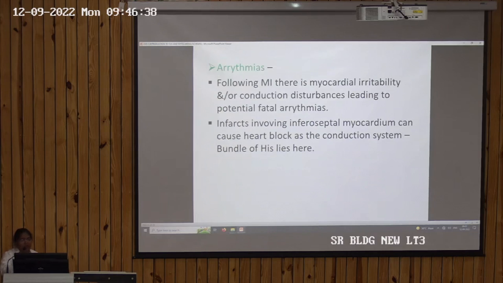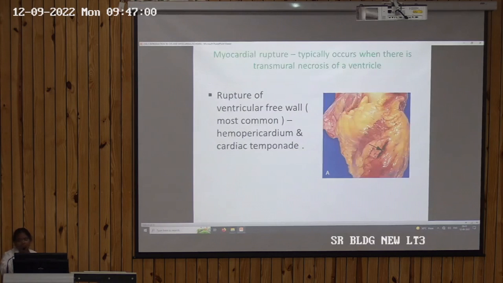Then arrhythmia occurs because after MI there is myocardial irritability, because the electrical impulses follow an off path because of the infarction in between, and they cannot pass on normally. And especially when the infarct area involves the bundle of His, arrhythmias can occur, which are usually fatal.